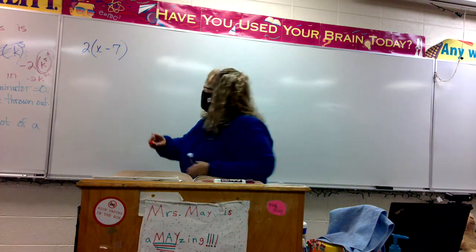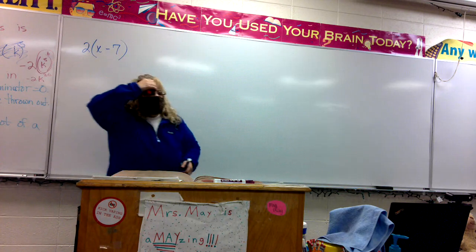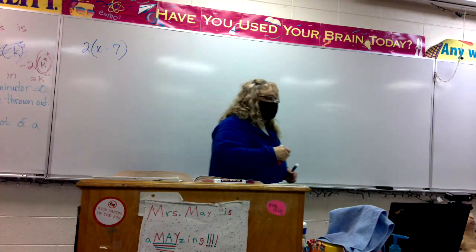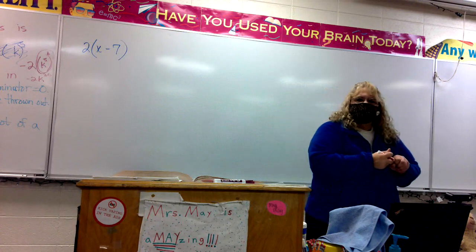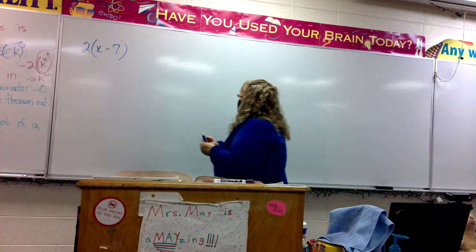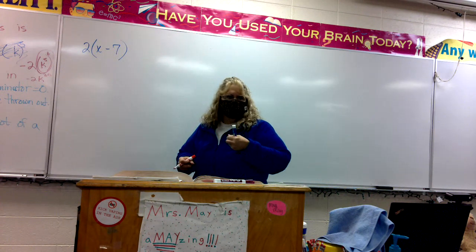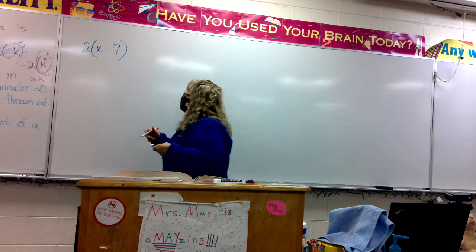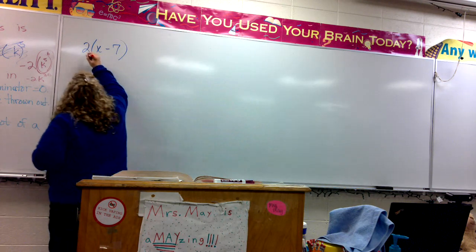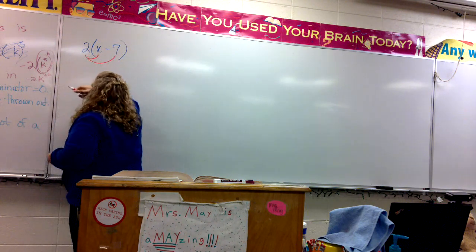Well, can I add this? X and -7? Can you combine that at all? No, right? Because they're not like terms. So what can we do with this then? Right. Multiply 2 times x and 2 times -7.